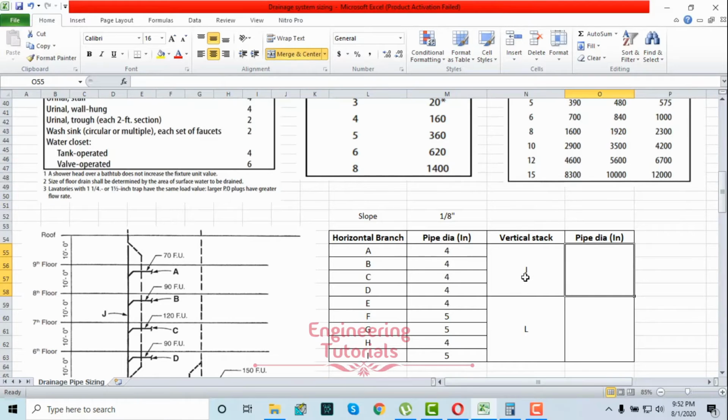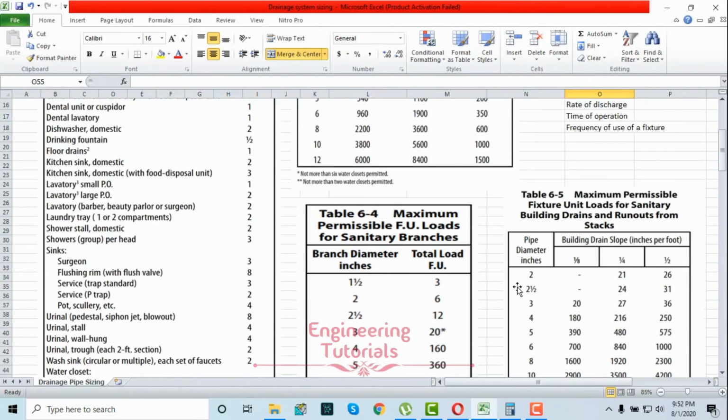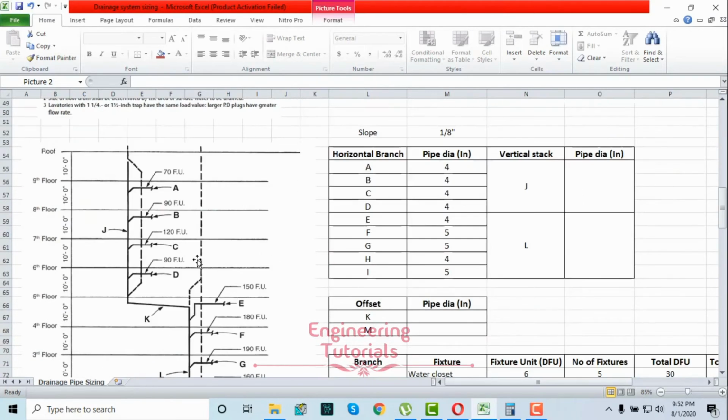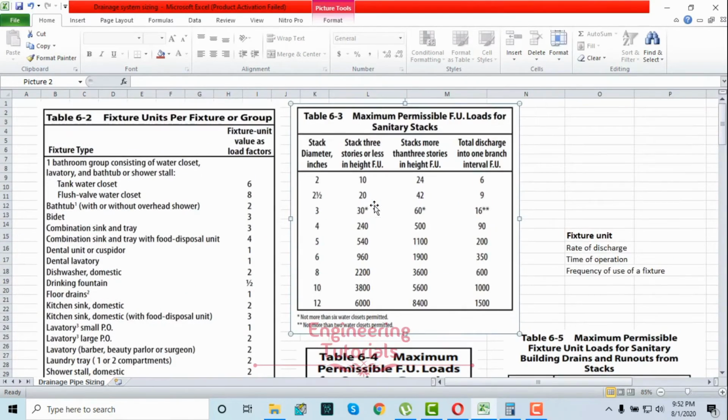Now to calculate the vertical stack pipe size, you need to use this table 6-3, that is maximum permissible fixture unit load for sanitary stacks. This first column is for a building of 3 stories or less. If you have a building of more than 3 stories, then you have to use this third column. Since we have a 9-story building, we are going to use this third column.